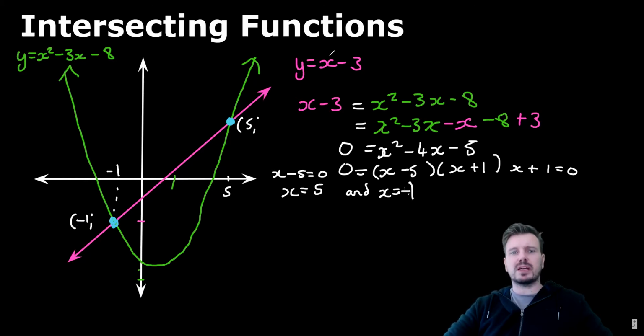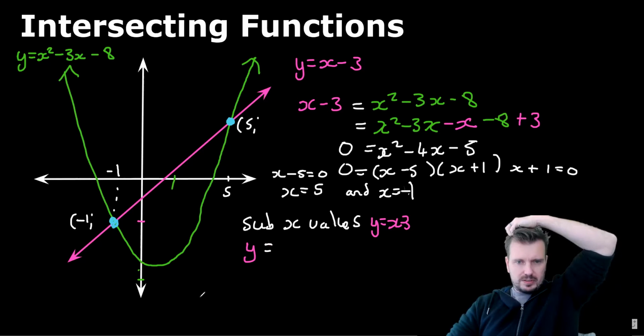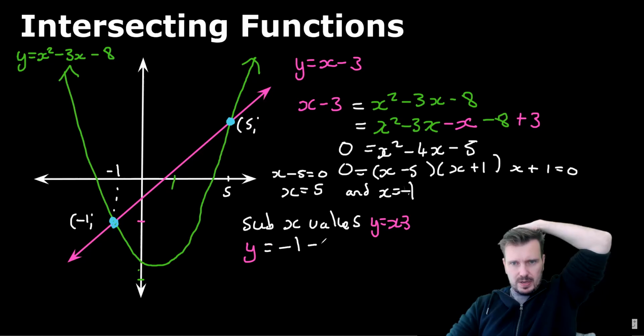Well, we simply put it back into one of these equations. The easiest one would be to sub it back into the straight line function, because that's the simplest: y equals x minus 3. And so we know that y is equal to our x value. The first one we can say is minus 1 minus 3, which will then be minus 4.